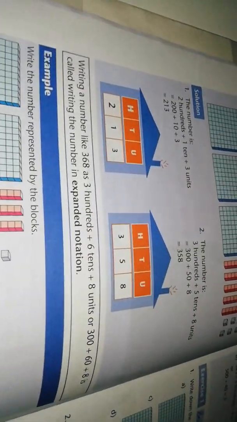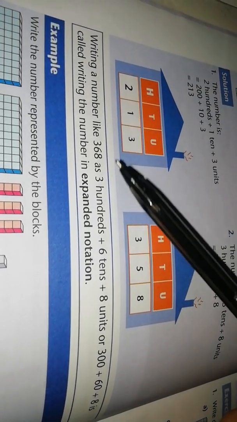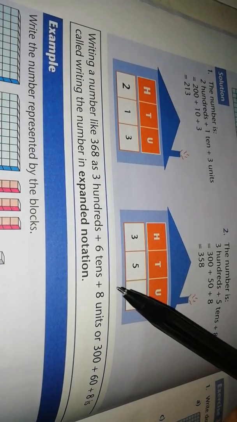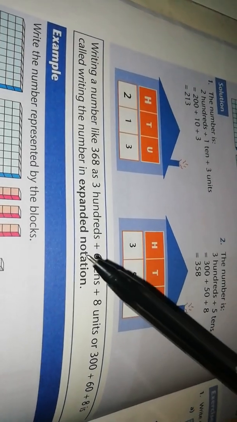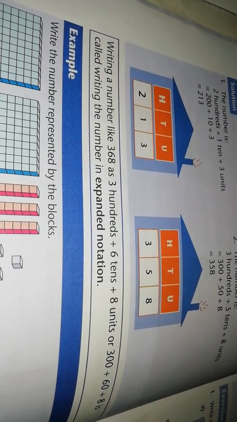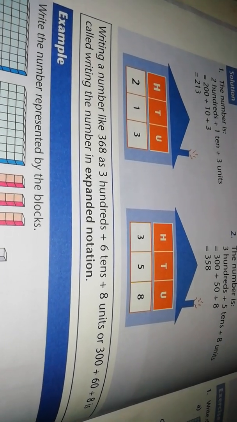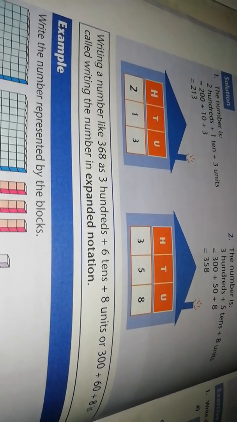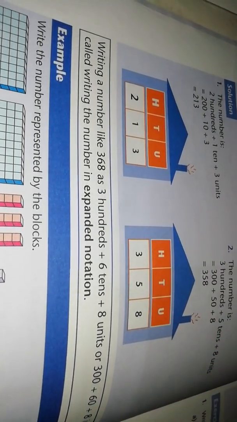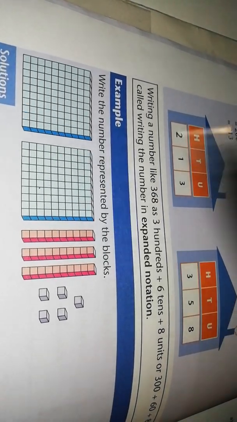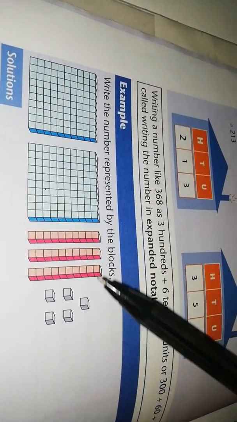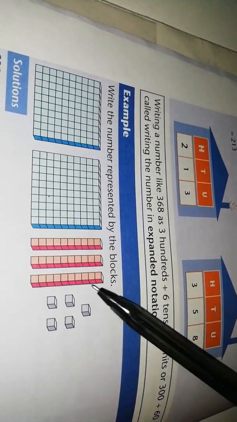Then it also says here that writing a number like 368 as 3 hundreds plus 6 tens plus 8 units, or 300 plus 60 plus 8, is called writing the number in expanded notation. So in other words, you are trying to make the number look bigger than what it is, instead of just having it as 368. Right, if we look at this next example, write the number represented by the blocks. So again, we've got 100 plus 100 plus 10 plus 10 plus 10 plus 5. So that's 235.